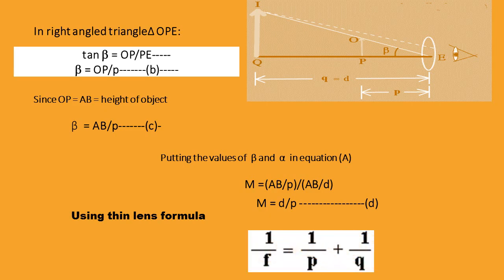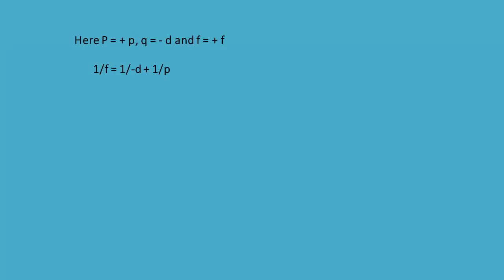Now here we will use thin lens formula, according to which 1 upon f is equals to 1 upon p plus 1 upon q, such that P is equals to plus P, Q equals to minus D, because the final image is virtual, and F equals to positive F for convex lens. So 1 upon F is equals to 1 upon minus D plus 1 upon P. So 1 upon F is equals to minus 1 upon D plus 1 upon P.